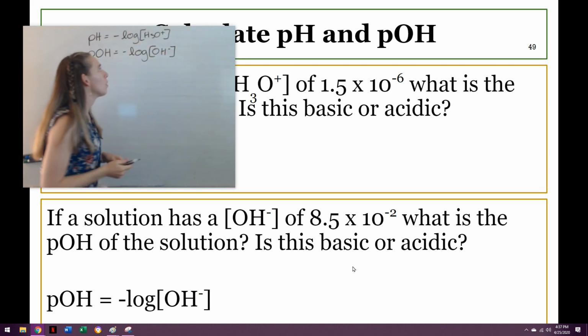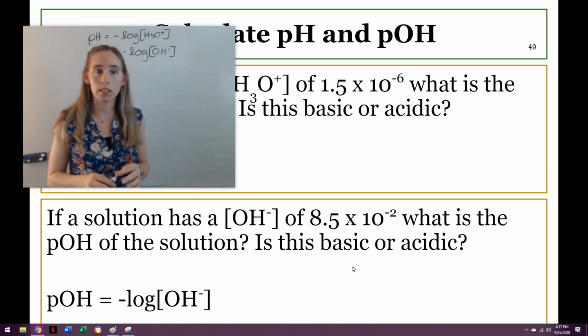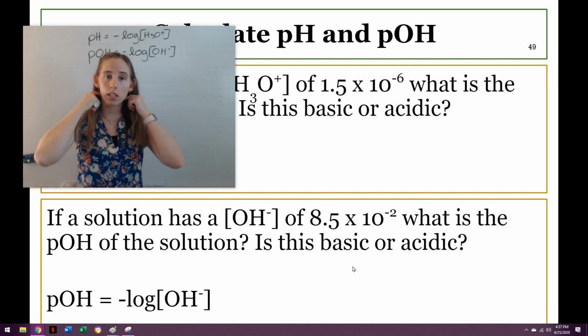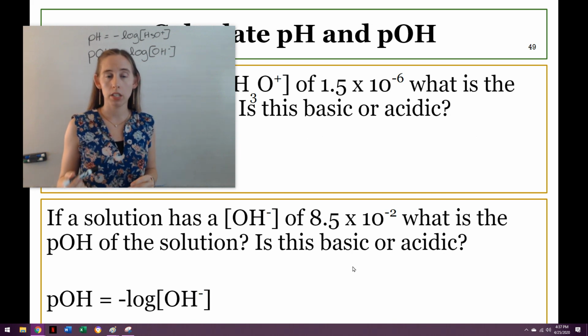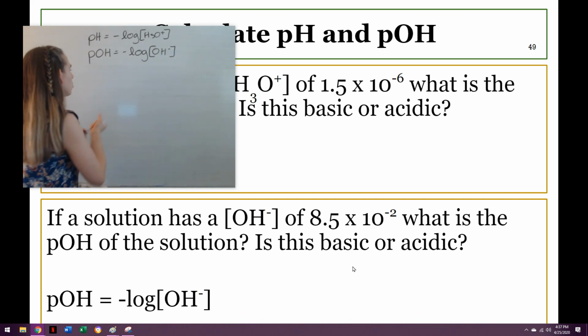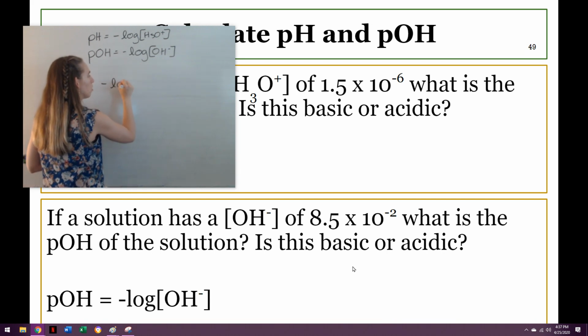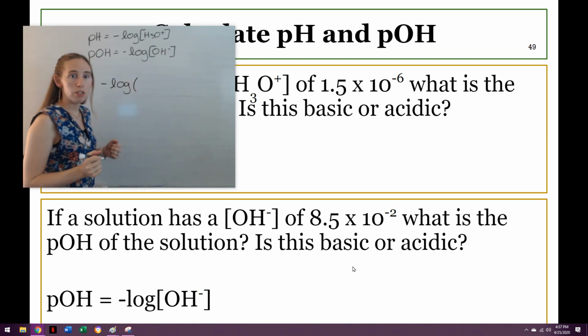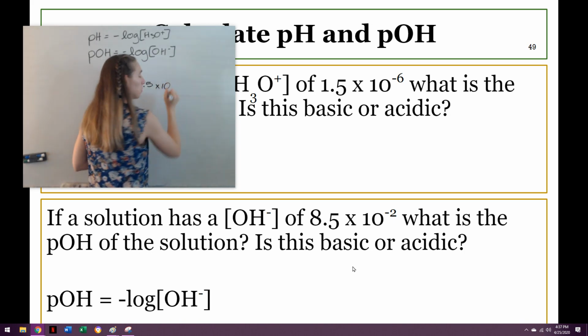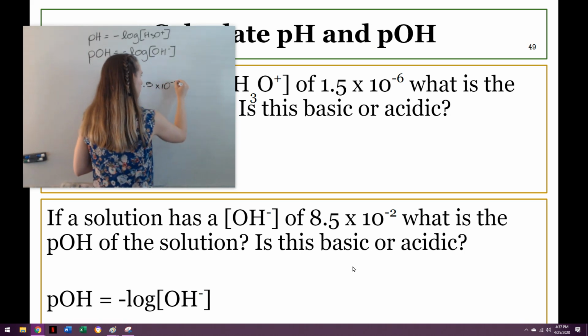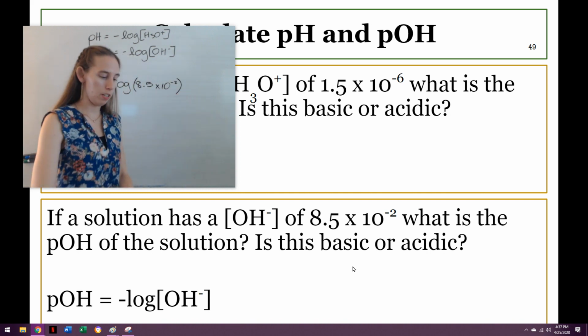All right, so pOH is equal to the negative log of hydroxide. If a solution has a hydroxide concentration of 8.5 times 10 to the negative 2, what is the pOH of the solution? Is this basic or acidic? According to our equation, we just need to define the pOH. We need to take the negative log of 8.5 times 10 to the negative 2. Plug that into your calculator.